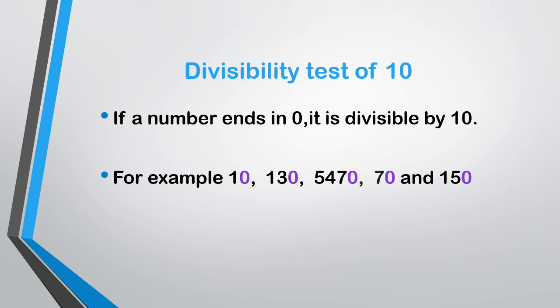Then look at the next one, 130. What is the last number? 0. So it is divisible by 10. Look at the next one, 5470. What is the last number? 0. So it is divisible by 10. Then 70. What is the last number here? 0. So it is divisible by 10. Then 150. What is the last number? 0. So it is divisible by 10.